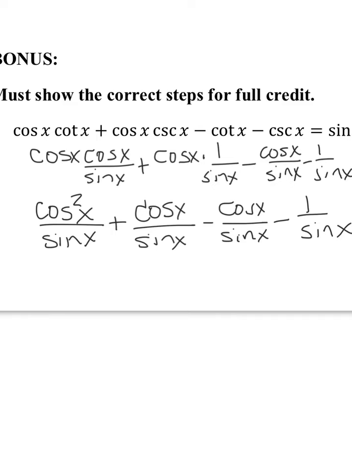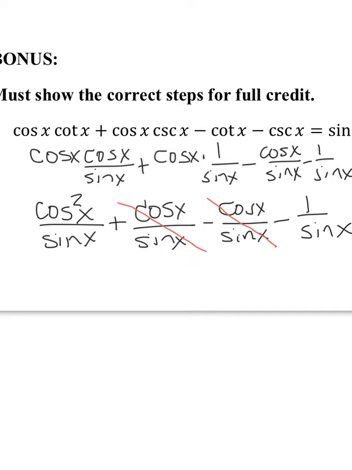Okay, so for the bonus question so far, what I've done is I've converted everything into terms of sine and cosine. What I ended up with is cosine squared x over sine x plus cosine over sine minus cosine over sine minus 1 over sine x. Now what we need to do is simplify this a little bit. I'm going to eliminate these two because they cancel each other out.